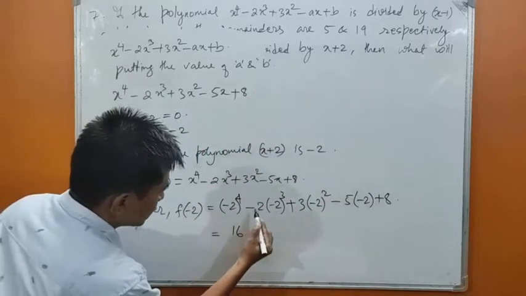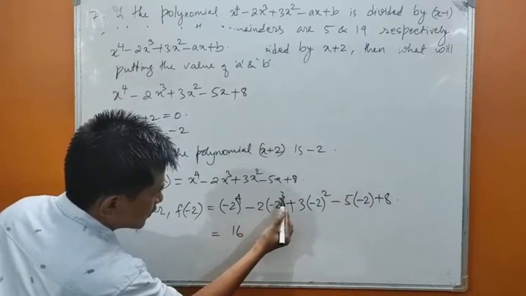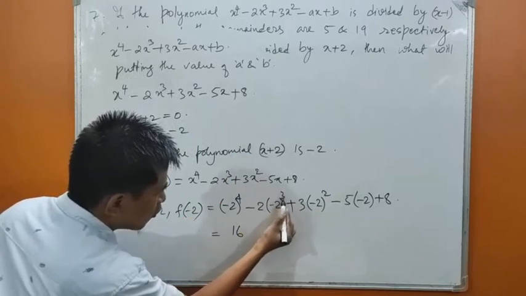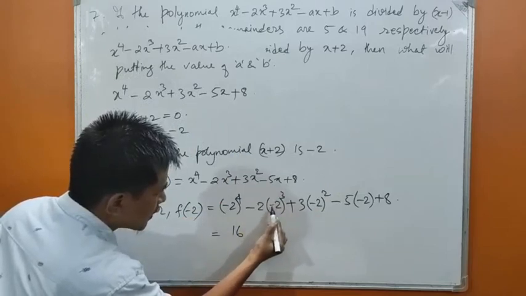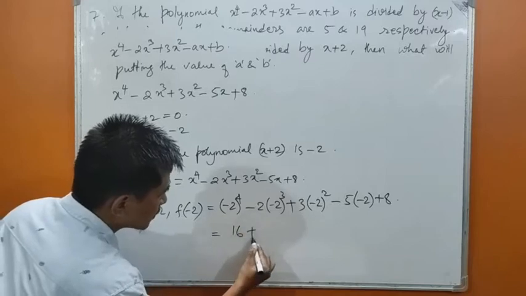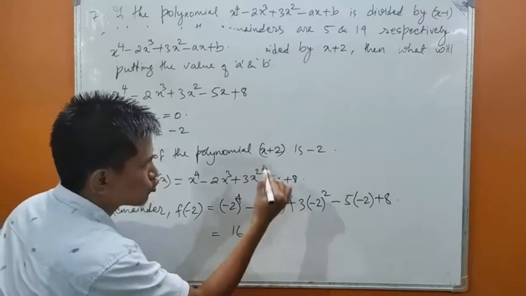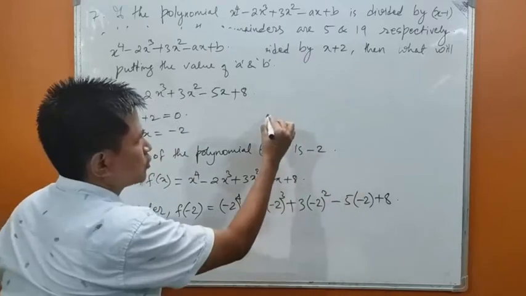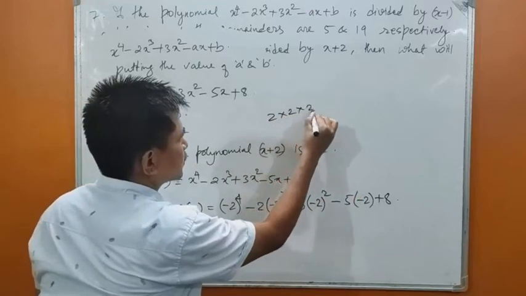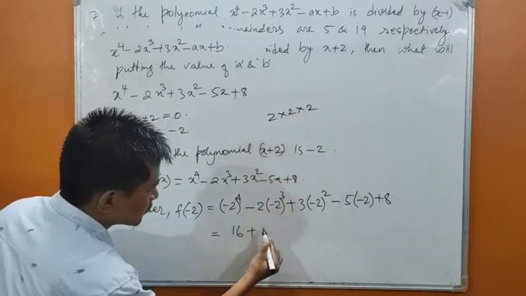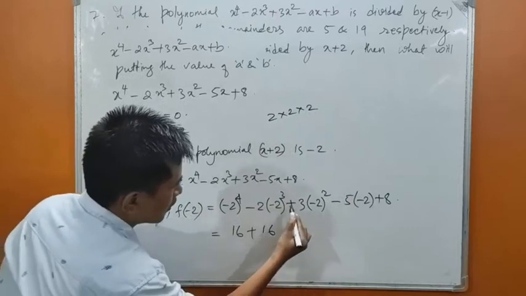16. Now since this power is odd, this is 3, and 3 is an odd number, so the sign will remain minus. Minus into this minus is plus. 2 cubed is 8, 2 into 2 into 2. This is 8. 8 into 2 is 16. Plus.